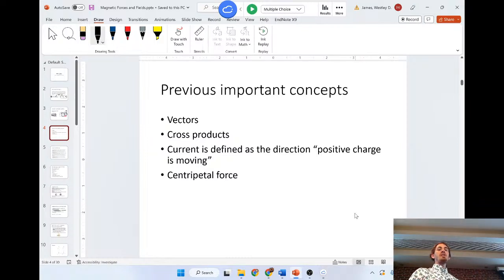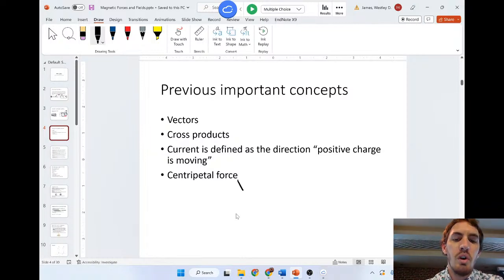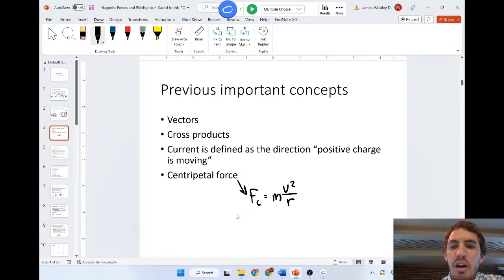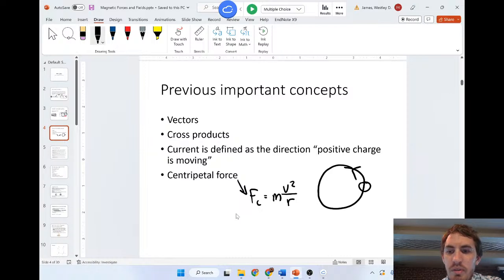You'll see why. You need to remember that current is defined as positive charge moving, and what current is. And you need to remember centripetal force. If you don't remember that, centripetal force was mv squared over r. If you had an object that was moving in a circle, so say I have something that's moving in a circle, just a ball or something, there is a force it is experiencing.